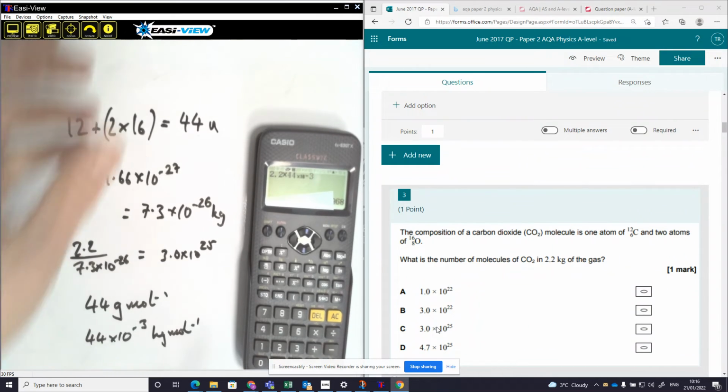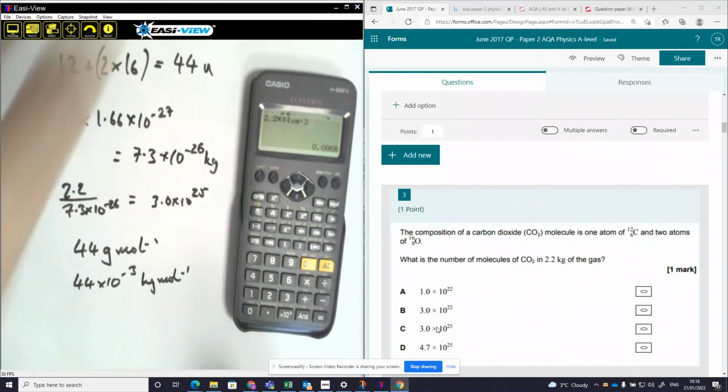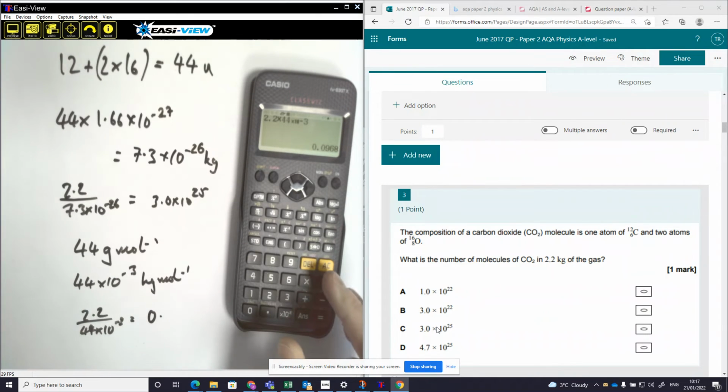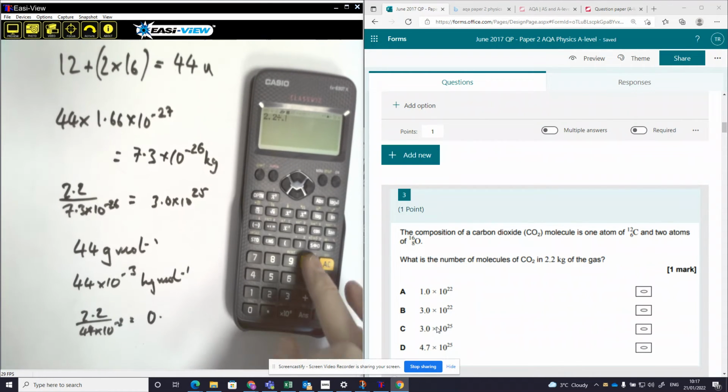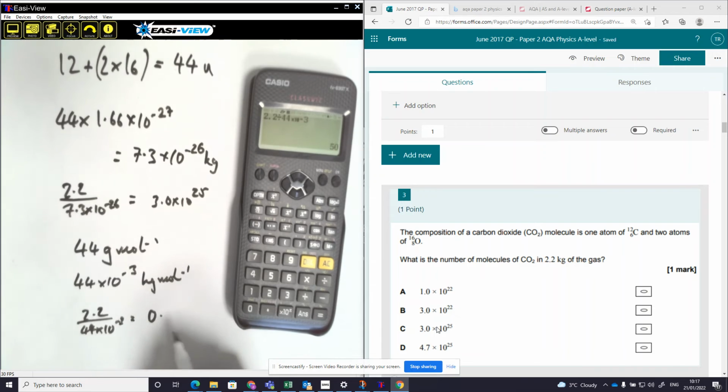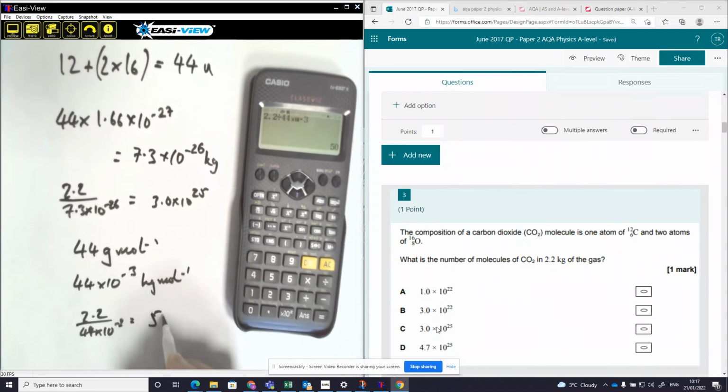gives us, let's move that down a little bit. Sorry about that, just me checking that it makes sense. 2.2 divided by 44 times 10 to the negative 3 gives me 50. Yeah, 50 moles.